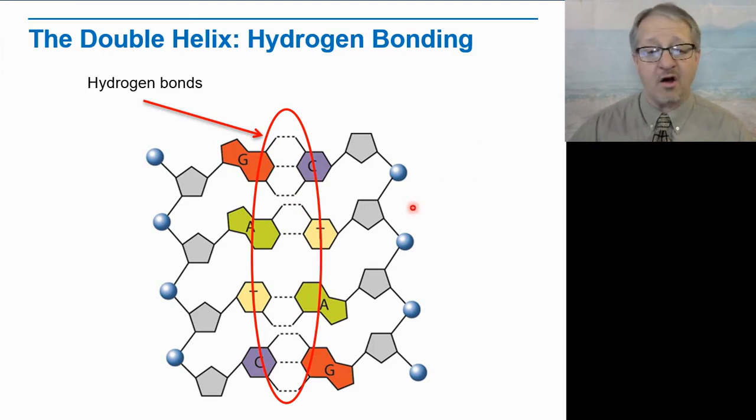Now, keep in mind also that the strand itself is being held together by those covalent bonds between the sugar and the phosphate of each nucleotide. Okay, but the two strands are being held together. So the nucleotides are held together by the covalent bonds. The two strands are held together by the nitrogenous bases with hydrogen bonds. Okay, very important.